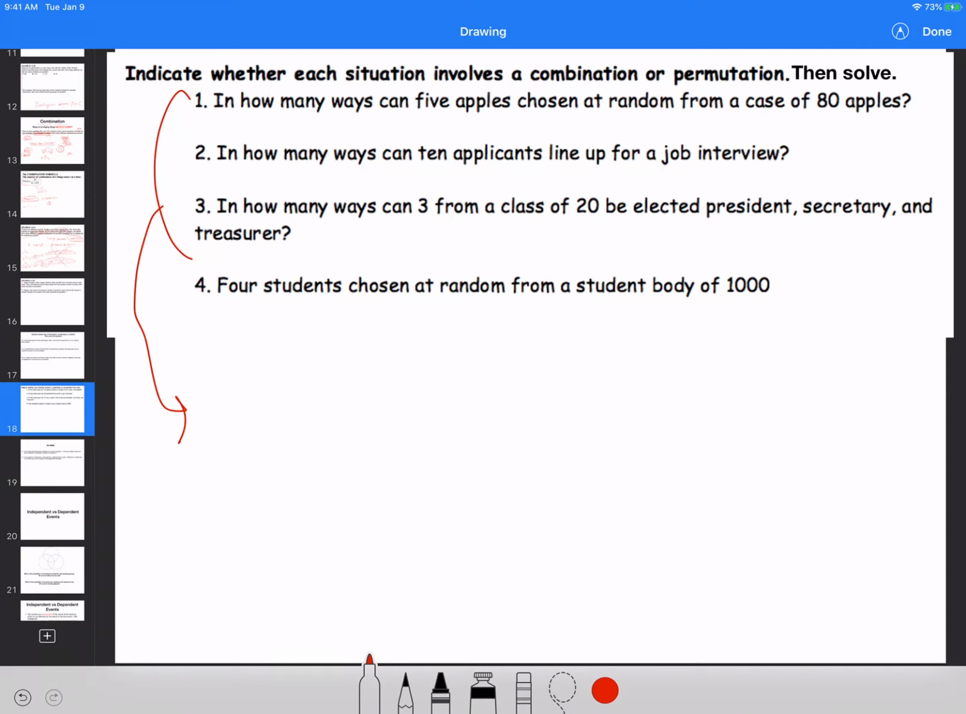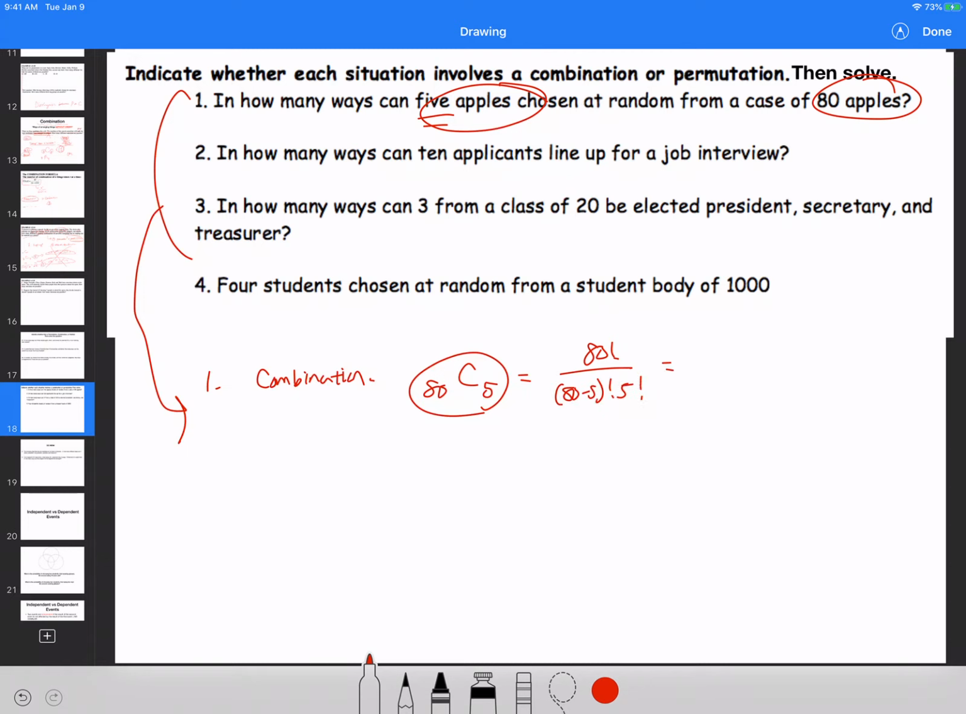In how many ways can 5 apples be chosen at random from a case of 80 apples? So we're talking about 5 apples. Does it matter which apples are chosen? No. It doesn't matter in which order. So the first one is certainly a combination problem. Out of 80 apples, I'm picking 5. So 80C5, that's going to be my answer. If you do not have this function on your calculator, you would do 80 factorial over 80 minus 5 factorial times 5 factorial. But since most calculators should have the nCr or nPr button, I'm just going to do that.